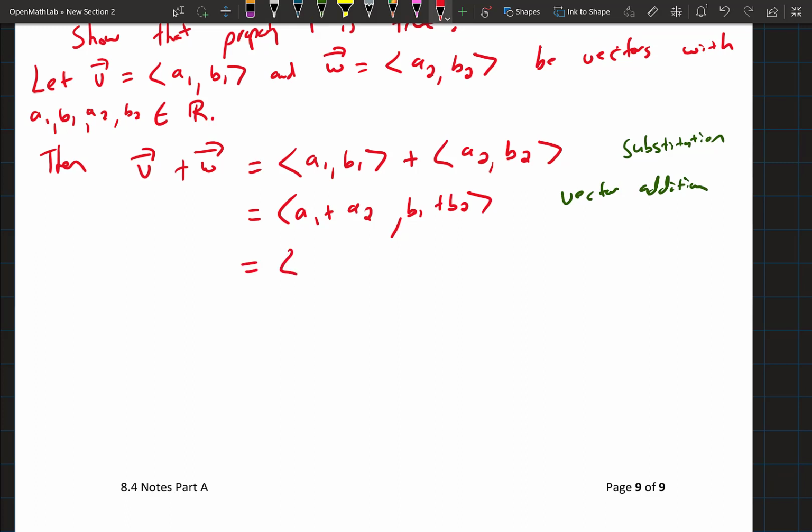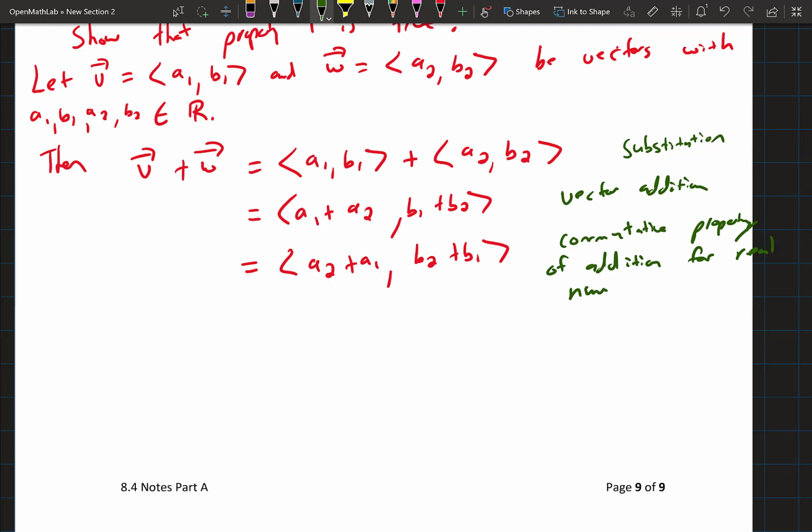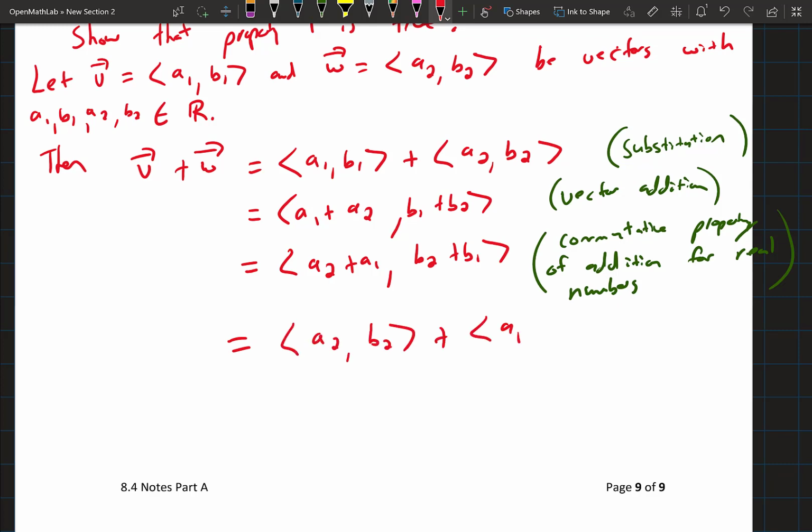And then what I can do is this would be the same thing as a2 plus a1, comma, b2 plus b1. That holds true because a1, a2, b1, and b2 are real numbers, and real numbers are commutative. So this holds true because of the commutative property of addition for real numbers. Then this would equal a2 comma b2 plus a1 comma b1, and that holds true because of vector addition. It's kind of like doing it backwards, if you will.